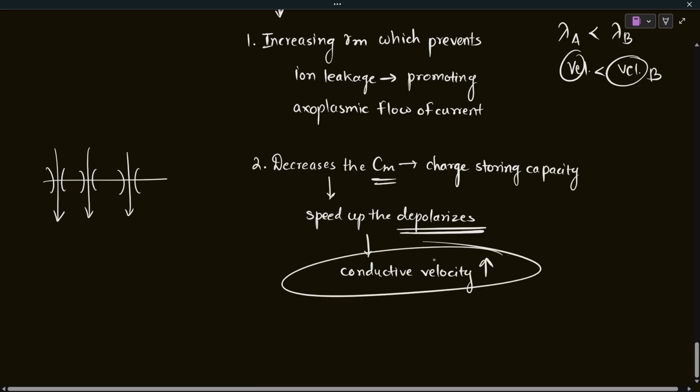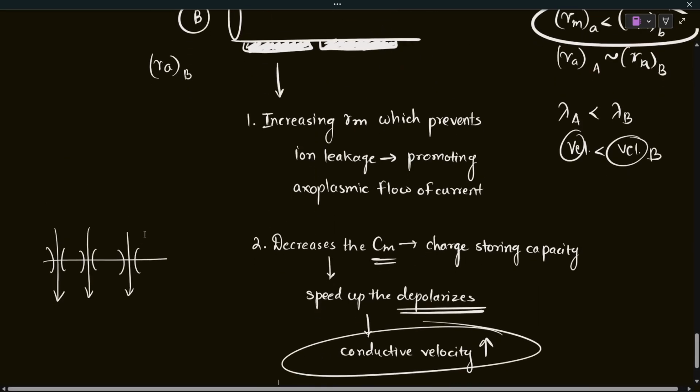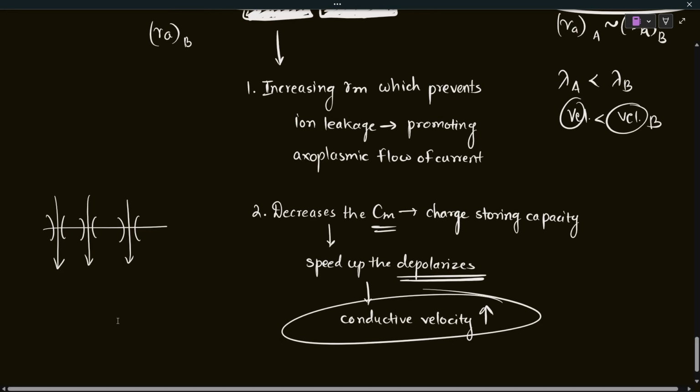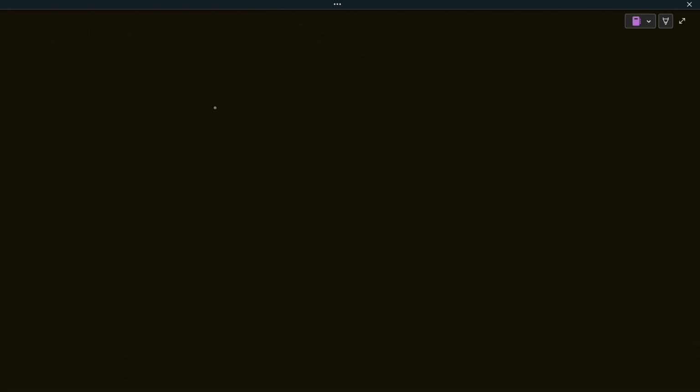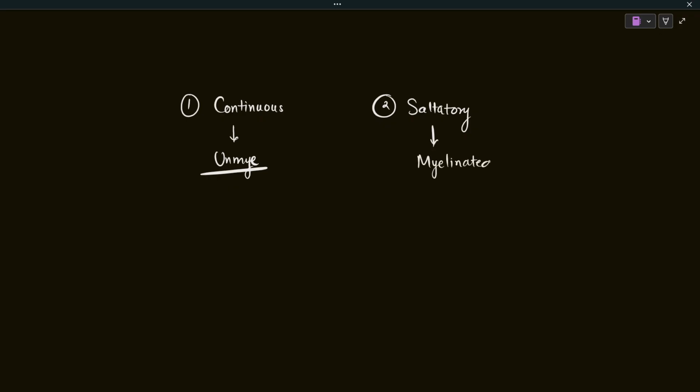Okay, so I hope you get why the myelin sheath increases the conductive velocity. So that is the continuous propagation versus the saltatory propagation. Continuous propagation happens in unmyelinated axons, while saltatory conduction happens in myelinated axons. So myelination increases the membrane resistance and decreases the membrane capacitance.